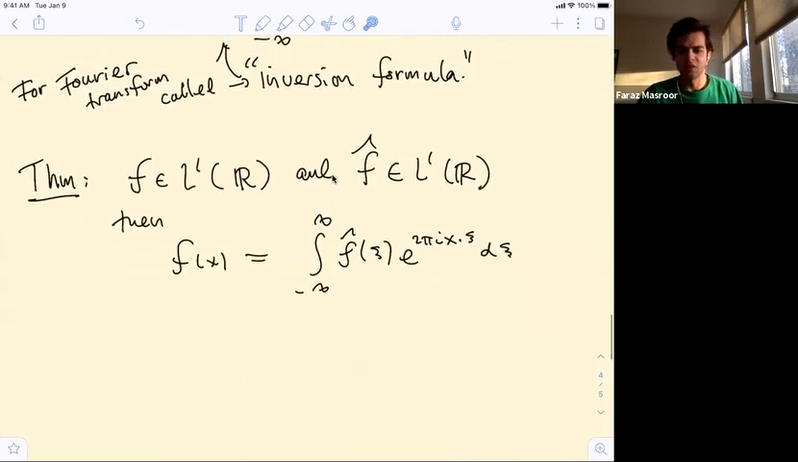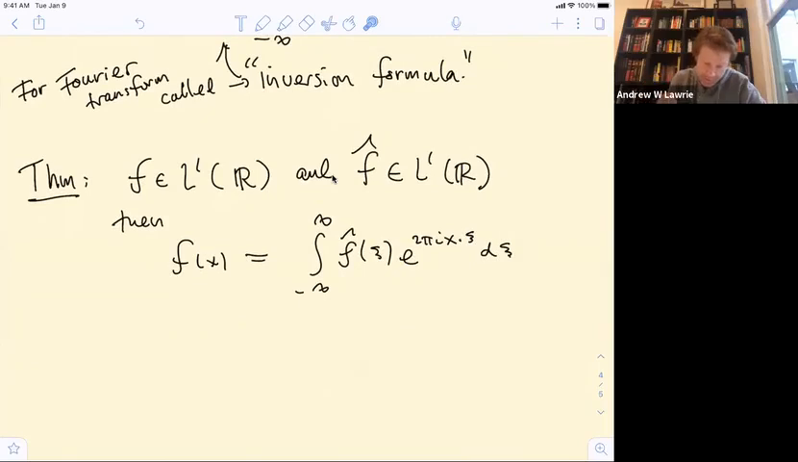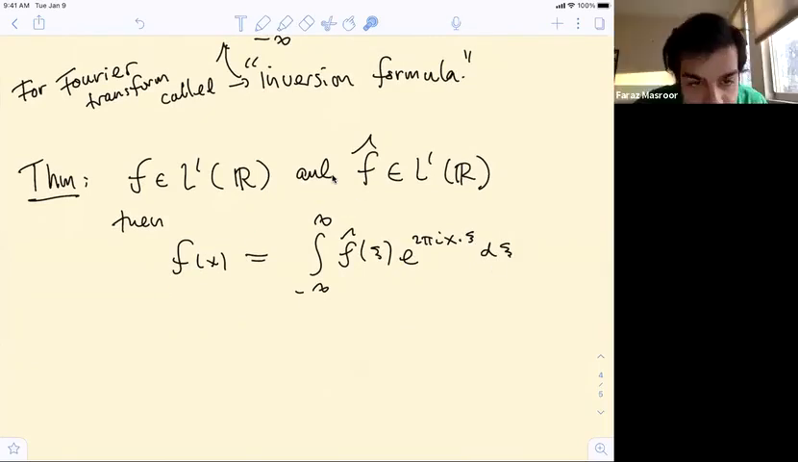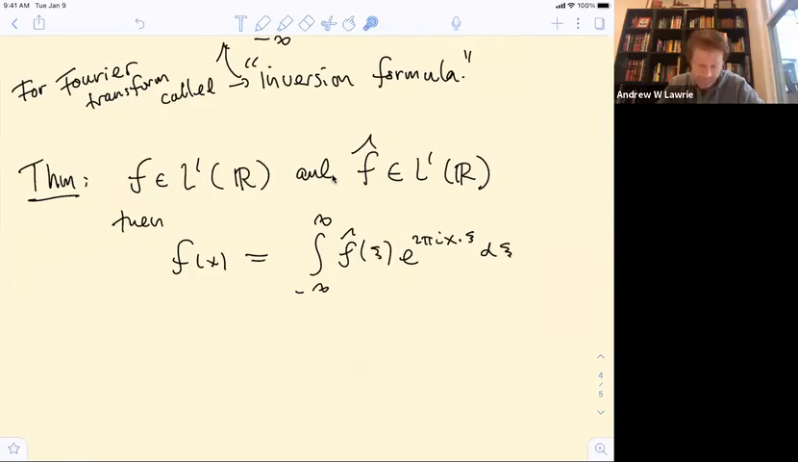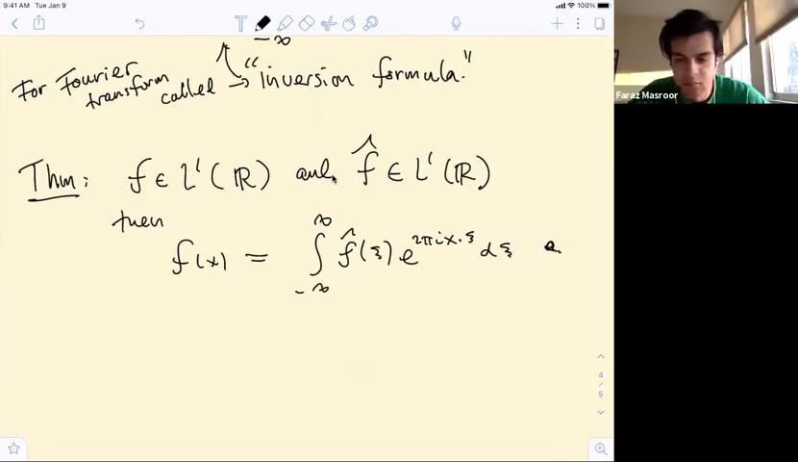And Professor, does that hold pointwise everywhere or almost everywhere? This formula? Yeah. Okay, so f is an L1 function, right? L1 functions we can only make sense of up to equivalence classes. So yeah, this would be almost everywhere.